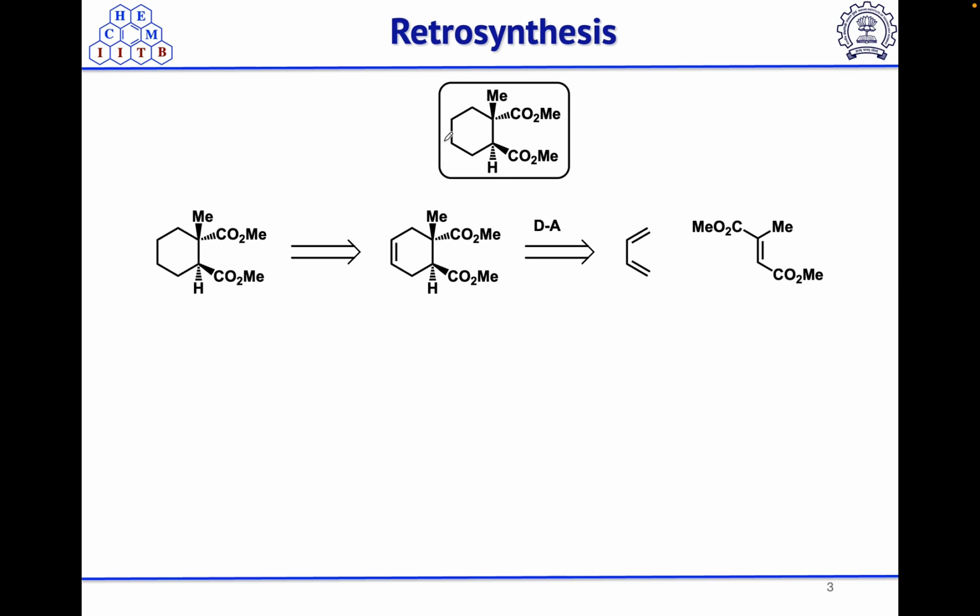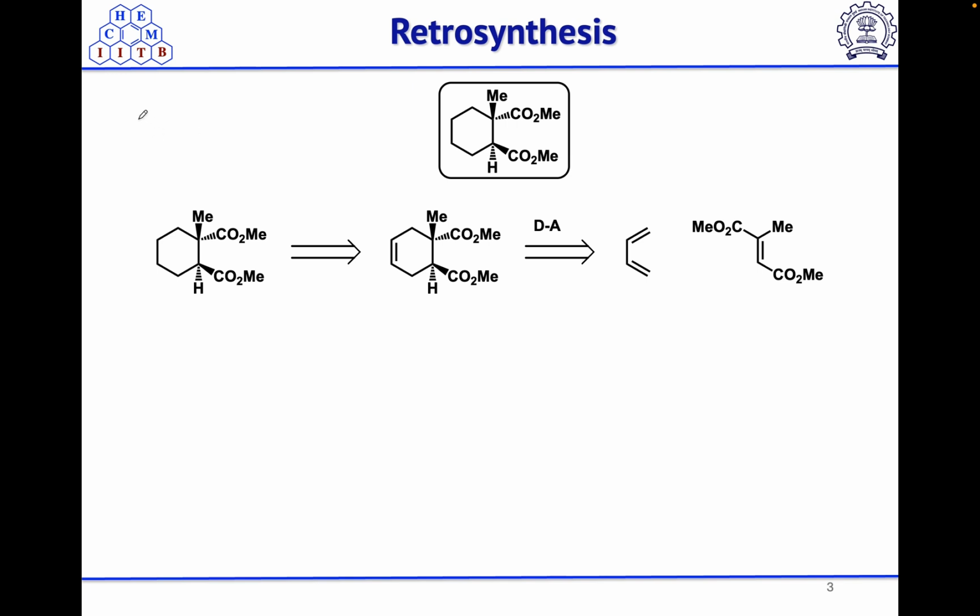So if you see the retrosynthetic analysis for this molecule, this is a typical six-membered ring. From where can we get this six-membered ring? If we are doing retrosynthesis, you can easily plan a Diels-Alder reaction, or 4+2 cycloaddition, to get this six-membered ring, right? In a Diels-Alder reaction you will get cyclohexene, right?